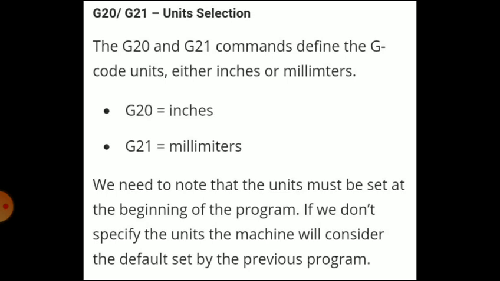Then G20 and G21. They define the G code units, either inches or millimeters. G20 is used for inches. Instead of G20 you can also use G70. G21 is for millimeters, which is metric programming. Instead of G21 you can write G71. We need to note that the units must be set at the beginning of the program. If we don't specify the units, the machine will consider the default set by the previous program.